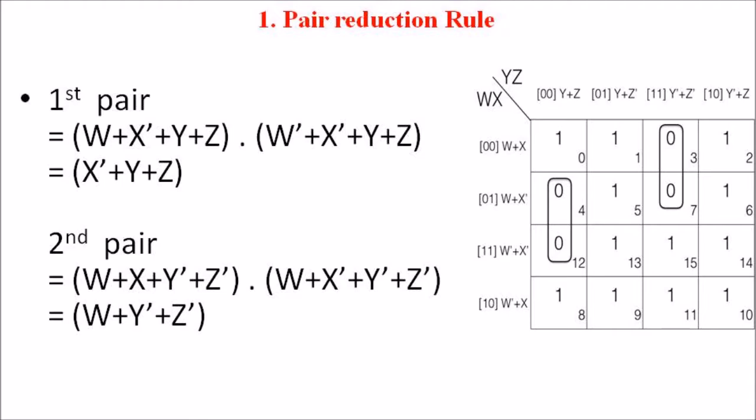So we should remove W and X in the first and second pair, and thus the updated pairs after reduction will become: first pair is equal to X' + Y + Z, and the second pair will be W + Y' + Z'. So this is the reduction rule or pair reduction rule for POS.